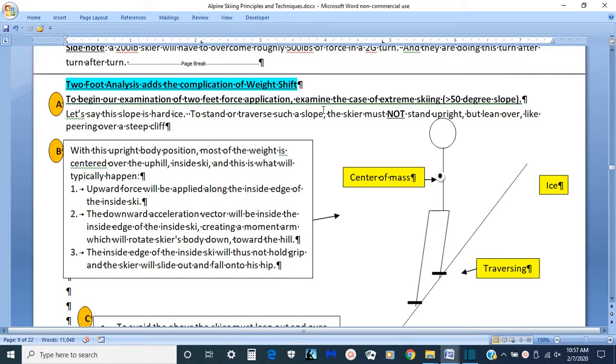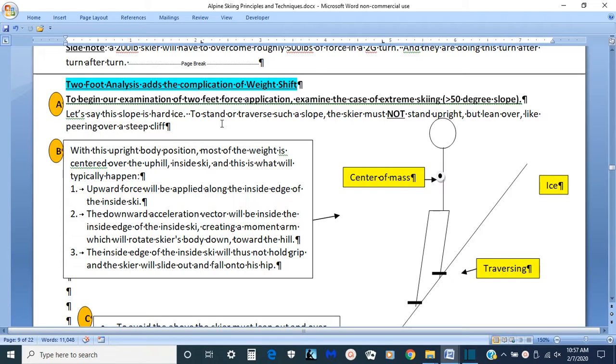I skied this once and only once, and the first time I skied it, I just tumbled all the way down, head over heels, because I made a mistake. I didn't know how to do it. So I'm going to teach you how to do it. Let's say this slope is hard ice. In fact, I was skiing on a hard ice slope, and that's steep.